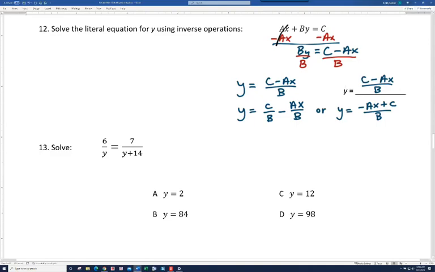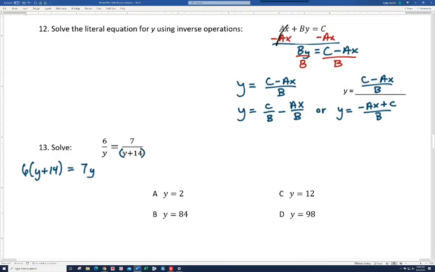All right, well, this is what we call a proportion. And it's when you have a fraction equal to a fraction. And so one thing we learned that's a real nice handy-dandy fact about proportions is the cross products are equal. 6 times y plus 14 is going to equal 7 times y.